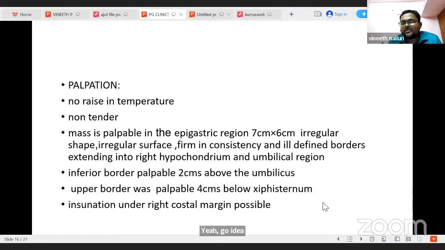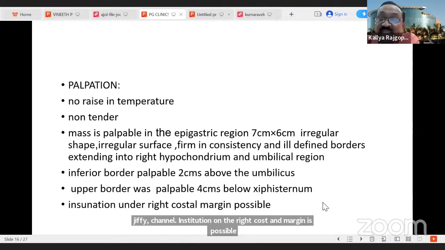Then on palpation, there is no rise in temperature, non-tender. Mass is palpable in the epigastric region, 7 × 6 cm, irregular in shape, irregular surface, firm in consistency and ill-defined borders extending into the right hypochondrium and umbilical region. Inferior border was palpable 2 cm above the umbilicus and upper border was palpable 4 cm below the sternum. Insinuation of the right costal margin is possible.